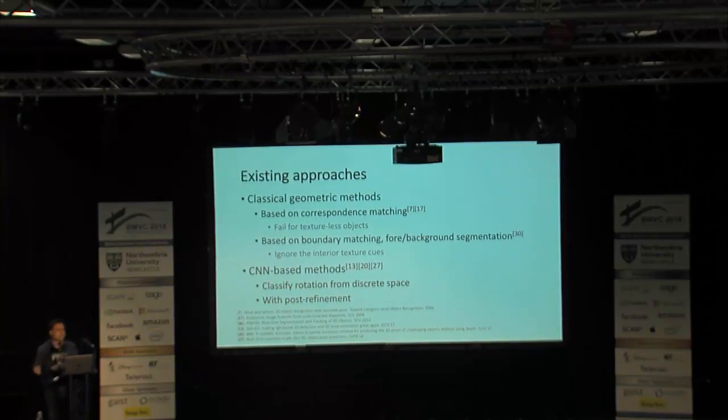This method is basically based on 2D and 3D correspondence matching. They have a very elegant framework for this problem. They divided the whole process into three stages. The first one, finding correspondence between 2D and 3D images. The second one, they generate a whole set of hypotheses. And then the last one, they try to refine it with an optimization method like that.